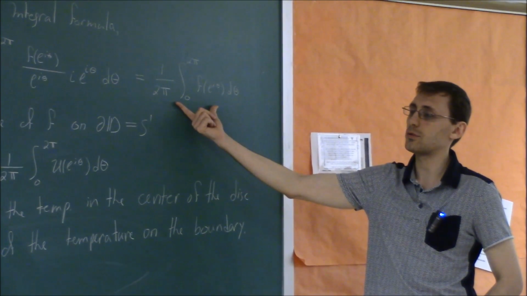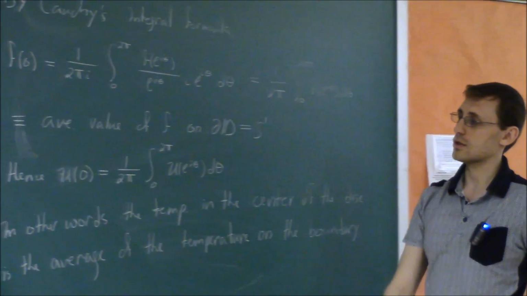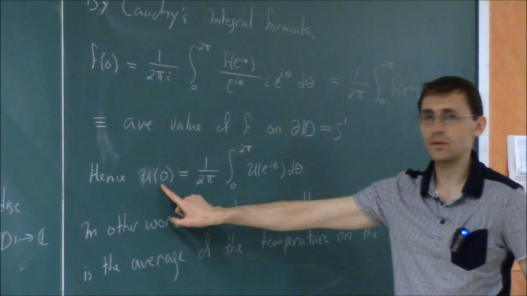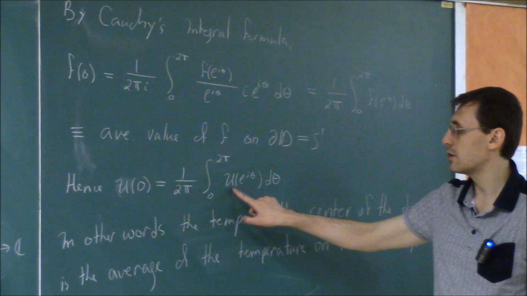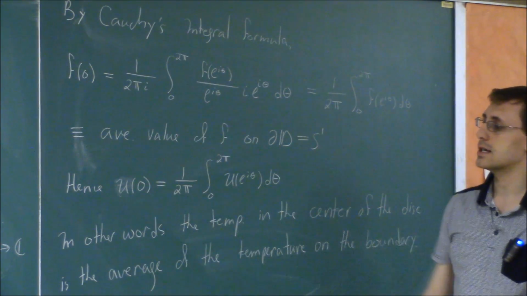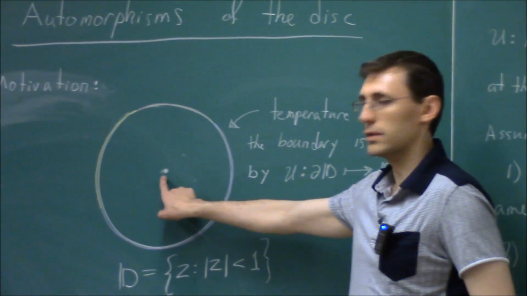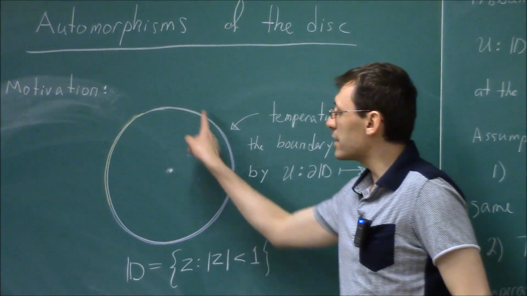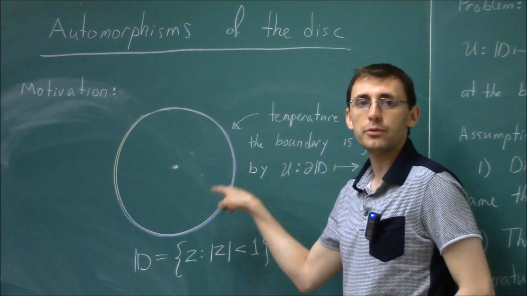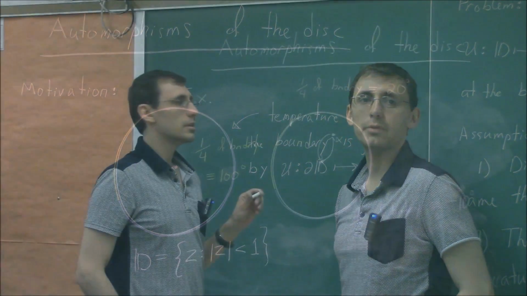Now, all I need to do to figure out the temperature at 0 is take the real part of that integral. So here we have u of 0 is equal to 1 over 2 pi, integral from 0 to 2 pi, u of e to the i theta d theta. In other words, what is it saying? It's saying that if I want to know what's the temperature right in the middle of the disk, all I have to do is take the average of the temperature on the boundary. The point here is going to be equal to the average of the temperature on the boundary.